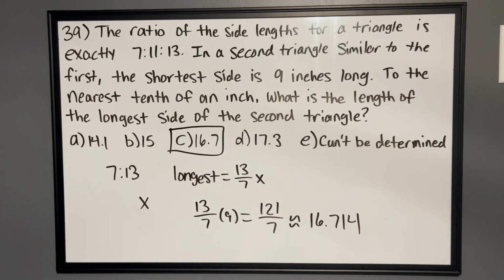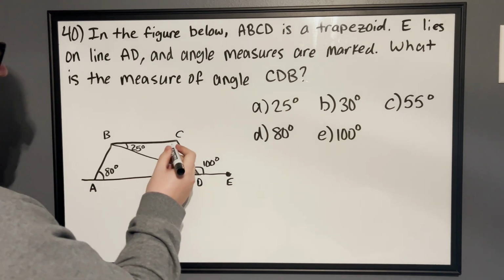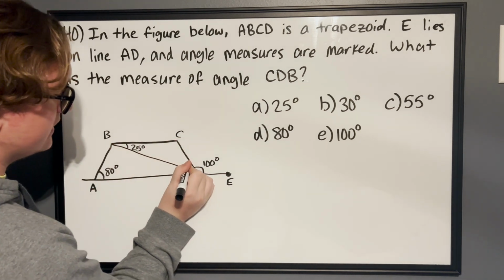So that's it for that one. Let's go ahead and move on to 40. All right, so here we have question number 40. It says, in the figure below, ABCD is a trapezoid. E lies on line AD, and angle measures are marked. What is the measure of angle CDB? So we're looking for the measure of CDB, so we're looking for this angle right here.